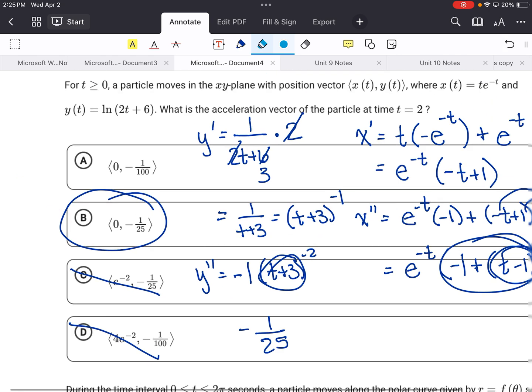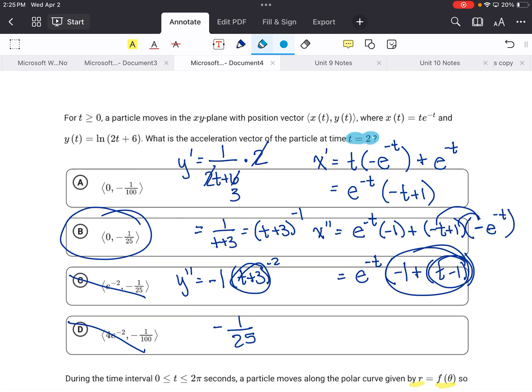And then if I were to plug in 2 to that, well, 2 plus 3 is 5. 5 squared is 25, but it was negative, so the 25 goes on bottom. There's my y. Okay, well, that just cut my answer choices in half. So it's narrowed down to either B or D.